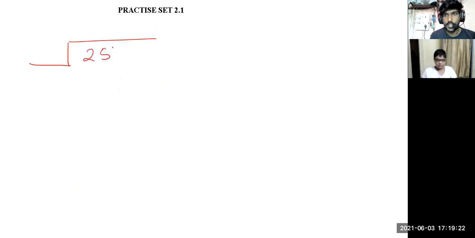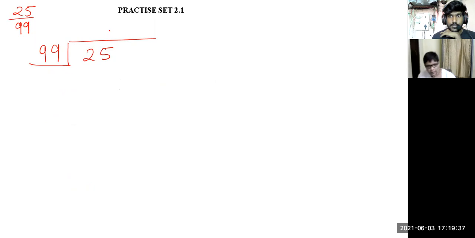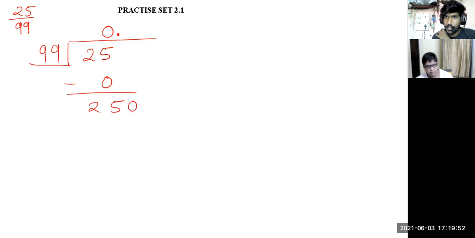So 25 here, 99 here. Correct? Question was 25 upon 99. Now, can you tell me how to start it? 99 zeros are 0 and this would become 25. Then you put a decimal point and here you would have to put 0. Now 99 times 2 is how much?